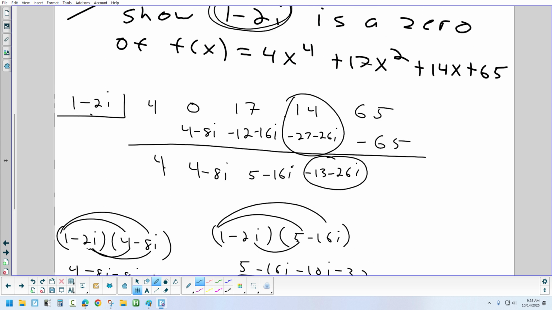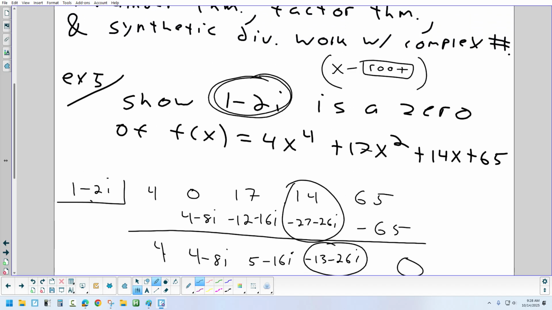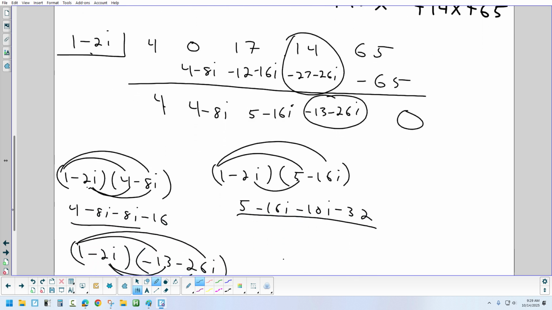And now when we add that last column, we get a 0. So that's my remainder. And we just proved that x minus this is a factor, which means this is a root, or a 0. Okay. Sorry about that one mistake. We had done everything right, we just didn't add. All right. So, any questions on that?